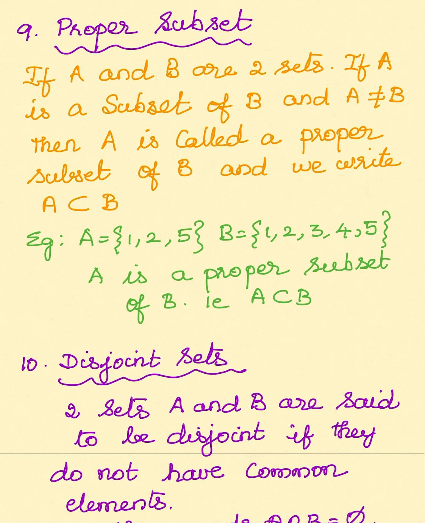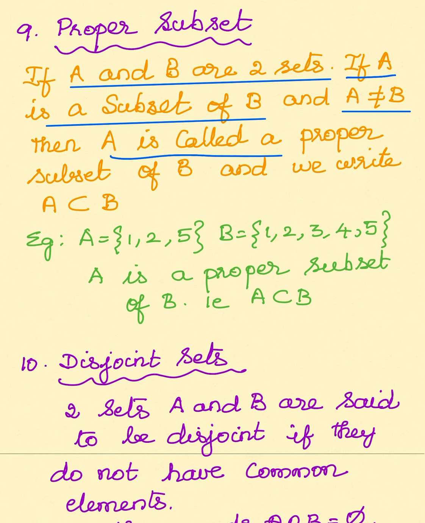Next, proper subset. If A and B are two sets, and A is a subset of B, the first condition, and A must not be equal to B, then A is called a proper subset of B. And we write A is a proper subset of B. This is the symbol to denote that A is a proper subset of B. Now we go into the example.